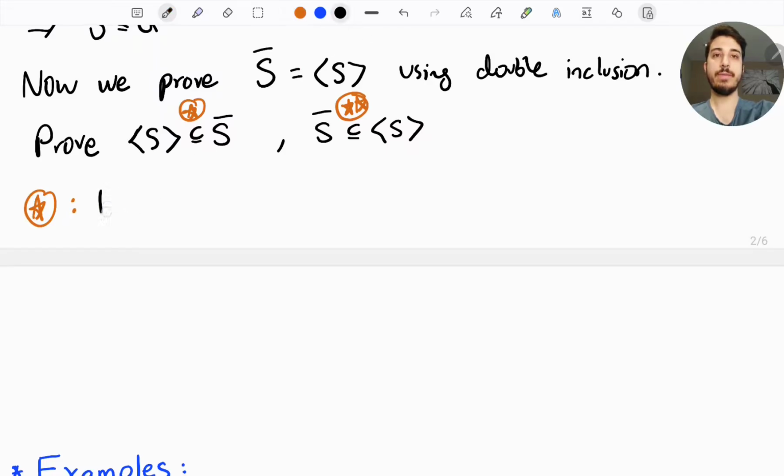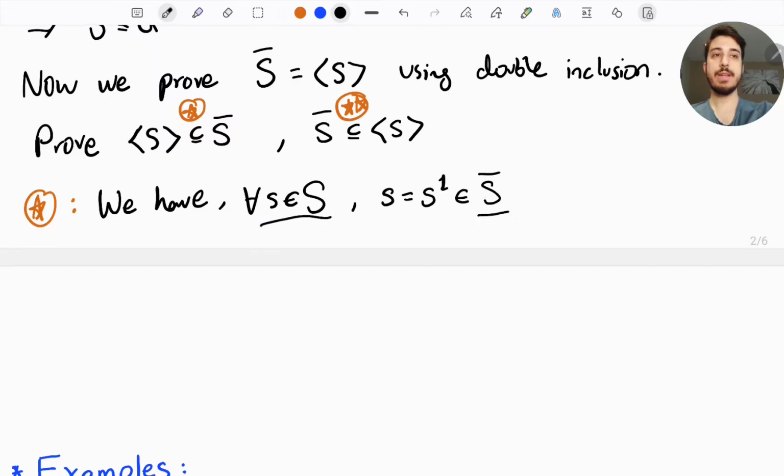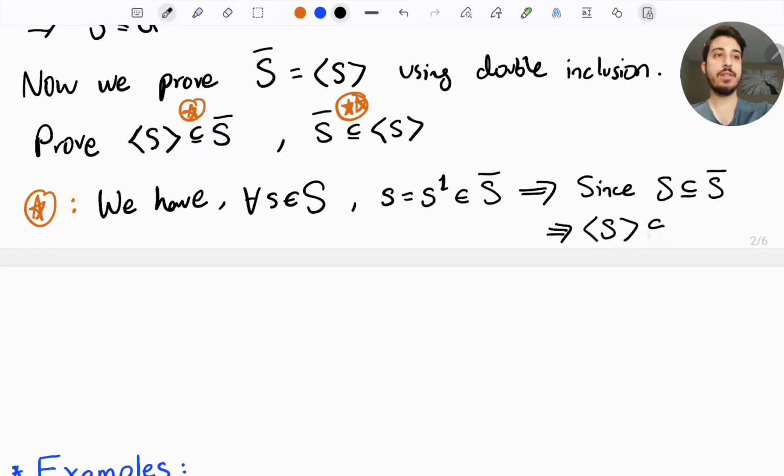notice that for all s in S, we can write s equal to s to the power 1, and this is nothing but a finite product with epsilon being equal to 1. So this is an element of S bar. So all s in S could be written as an element in S bar, and because S bar is a subgroup, it contains all the products of S and all the inverses of S. So since S is contained in S bar, as we've just seen, we have that the subgroup generated by S is contained in S bar.